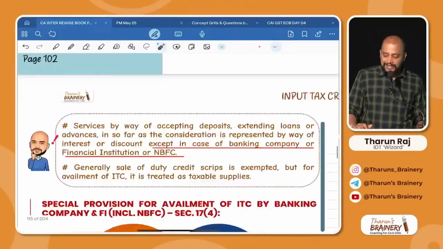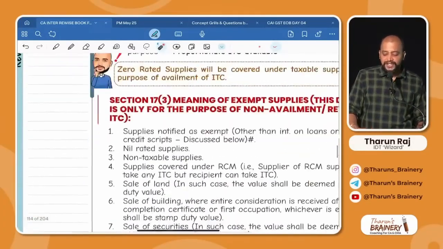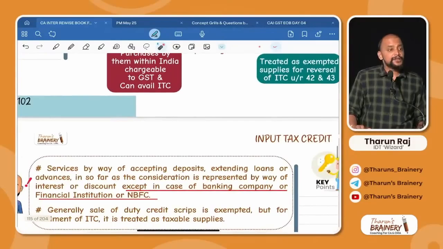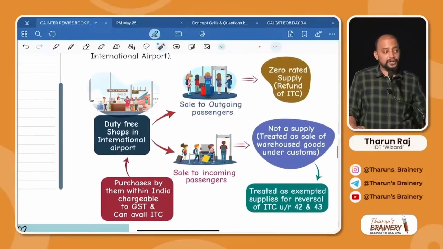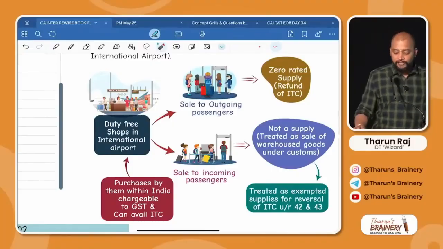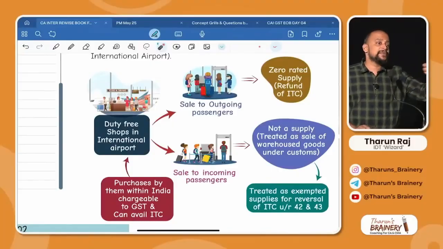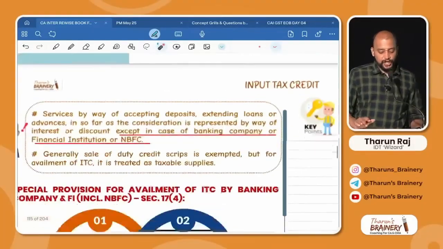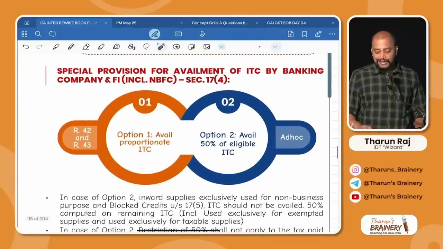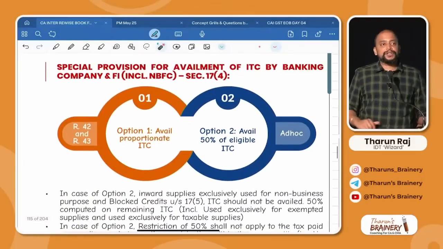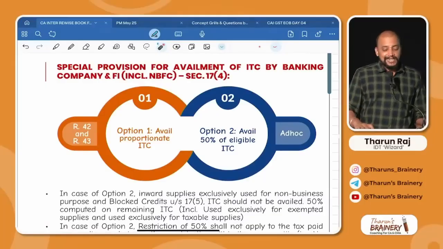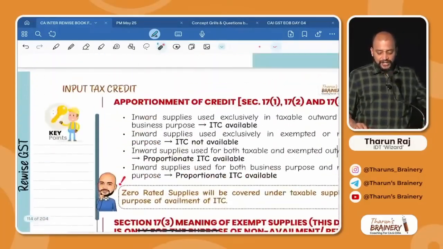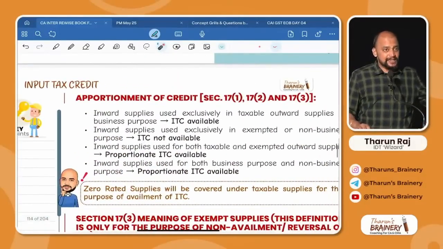Okay, this is not an area which has been tested in the exam so far. So there is a possibility of a question being asked. I am expecting a question on this area. That is, sale of goods to incoming passengers by the duty free shops in international airport. Then look into the next one. So 17.1, 17.2, 17.3 is about this. So far whatever discussion we have made is about these 3 subsections.